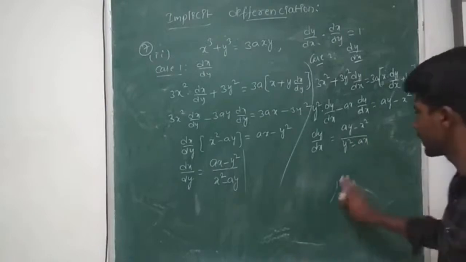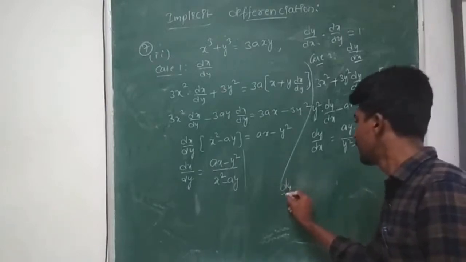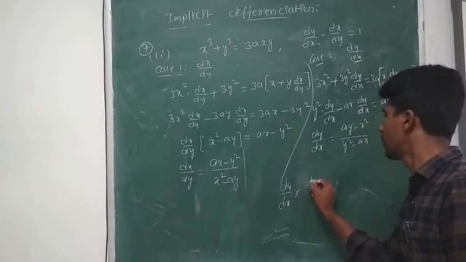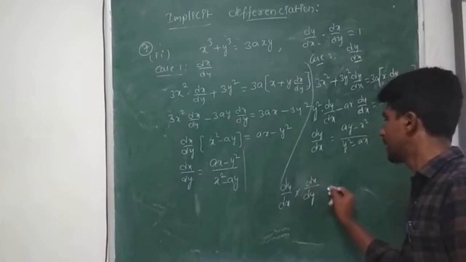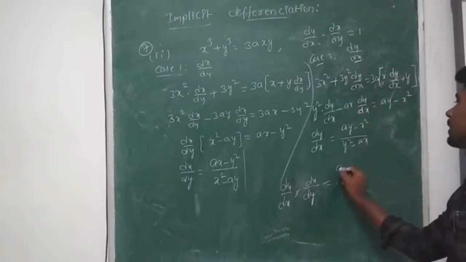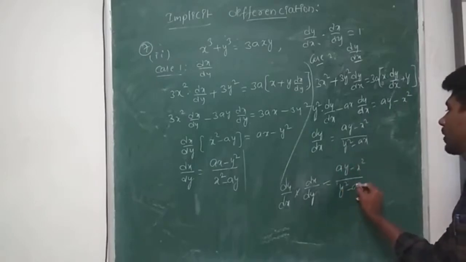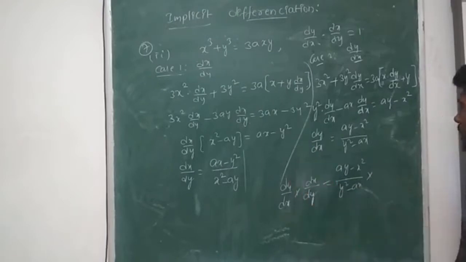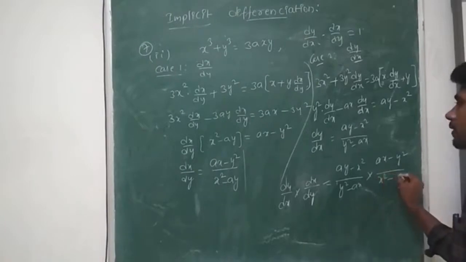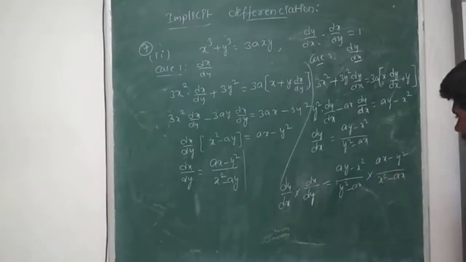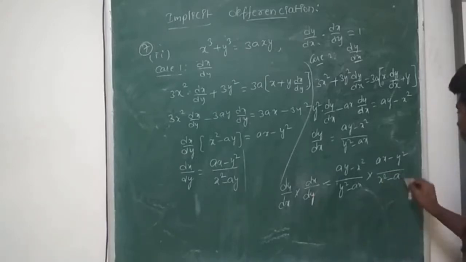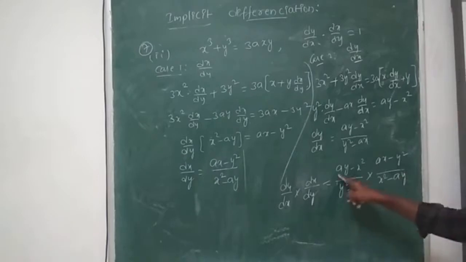Now do the product. dy by dx into dx by dy is equal to ay minus x square by y square minus ax, into ax minus y square by x square minus ay. See, I have x square minus ay, this one. I have ay minus x square.